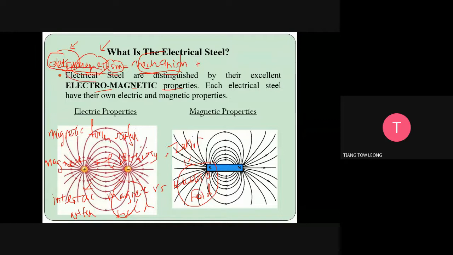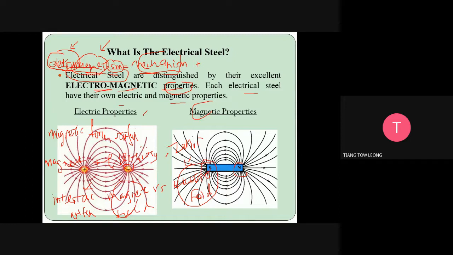So, electrical fields are distinguished by their excellent electromagnetic properties. Maksudnya, electrical field ni has a lot of properties, very strong properties that they can involve in the electrical field and magnetic field. So each has its own electric and magnetic properties. When we talk about electric properties, we have a plus, we have a minus. When we talk about magnetic, we have a north, we have the south.